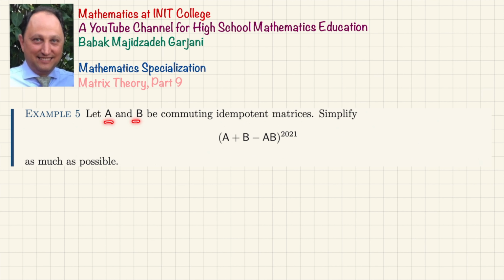Let A and B be commuting idempotent matrices. So you know that idempotent matrix A means A squared is equal to A, and we had a theorem about that.